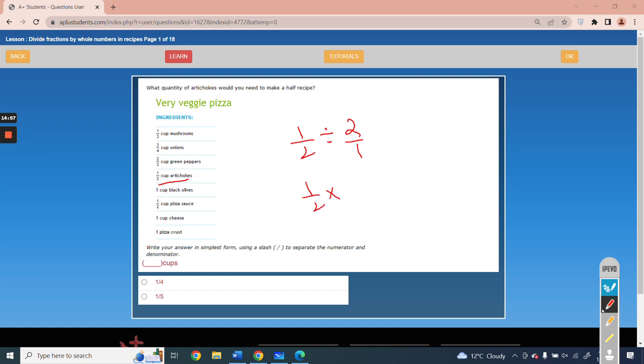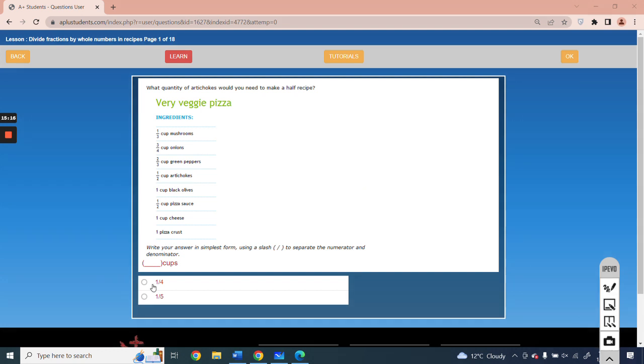It will be then 1/2. Got it? You have to reciprocal the term. So just multiply numerator times numerator and denominator times denominator. That means in the half of the recipe you have to use 1/4 cup of the artichokes. Got it? It is 1/4. Just select the correct option, then click on the OK button.